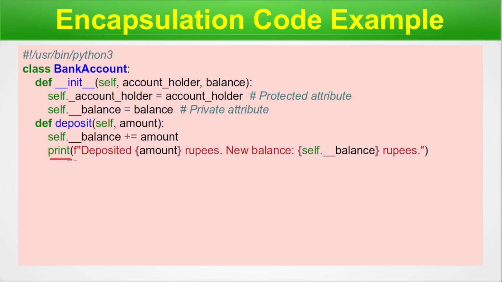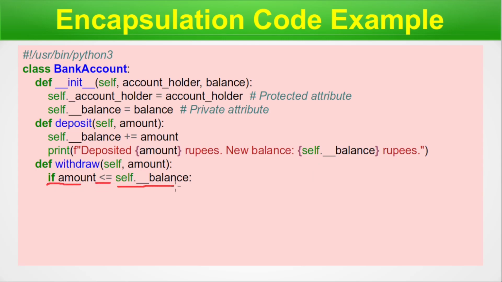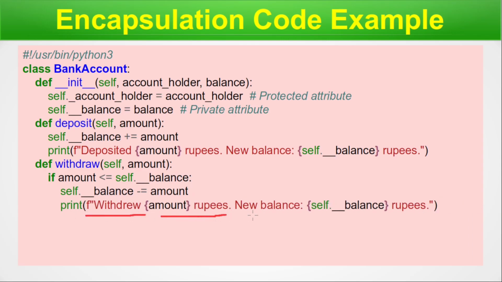Next, we have a print command: deposited amount of rupees, the new balance is self.__balance, then rupees. And next we have another method which is called withdraw. So a customer can withdraw money. So self and then amount. We have a condition: if amount is less than self.__balance. So if the requested amount is less than the balance remaining in the account, what will happen? self.__balance -= amount. The amount will get deducted from the balance. So for that, the balance should be greater than the amount requested. We print: withdrew amount of rupees, new balance is self.__balance rupees.